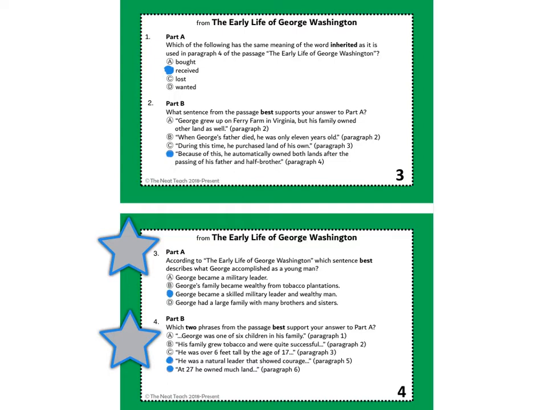Then in part B, I had to choose 2 phrases that best support my answer. You can see I've bubbled them in, D and E. He was a natural leader that showed courage, proving that he was skilled as a leader. And then at 27, he owned much land, proving that he was wealthy, as in part A.